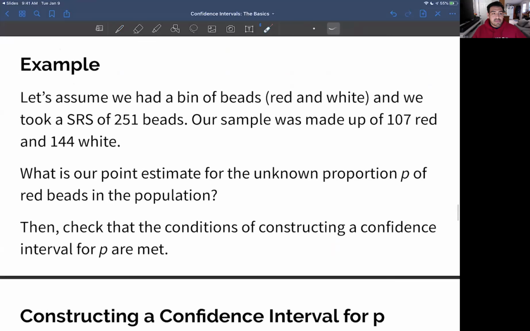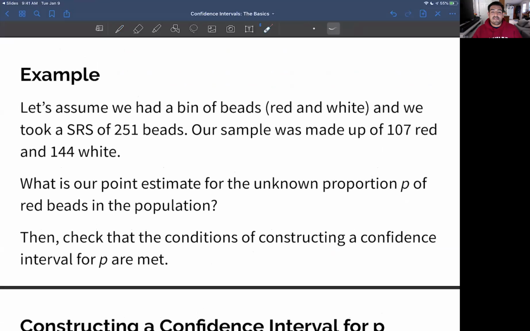So here's an example. Let's assume that we had a bin of beads, red and white, and we took an SRS of 251 beads. Our sample was made up of 107 red and 144 white. What is our point estimate for the unknown proportion p of red beads in the population? Right, specifically we're looking for red beads. So let's answer that question. What is our point estimate? Based off of this one sample of 251 beads, we know that our point estimate is 107 red out of the 251 beads.